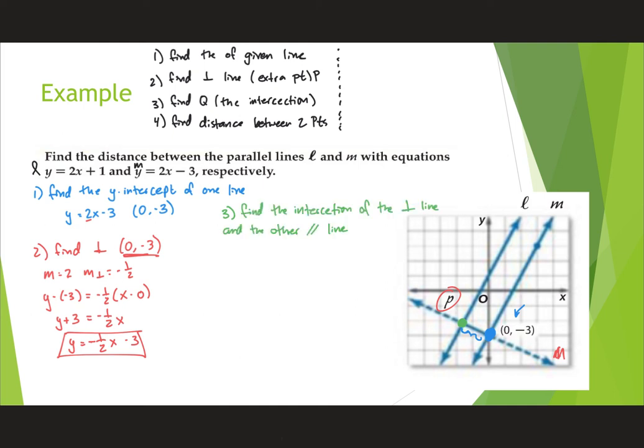And here's where it gets important, because we need to pick the other parallel line. So I need to make sure I'm using L to find my intersection. Now, remember, to find the intersection of the line, all we have to do is set the 2 equations equal to each other. So I'm going to take line L, 2x plus 1, and set it equal to my perpendicular line.